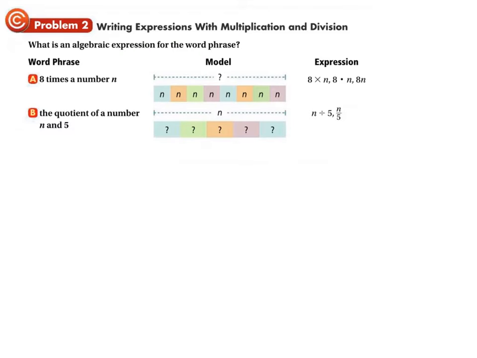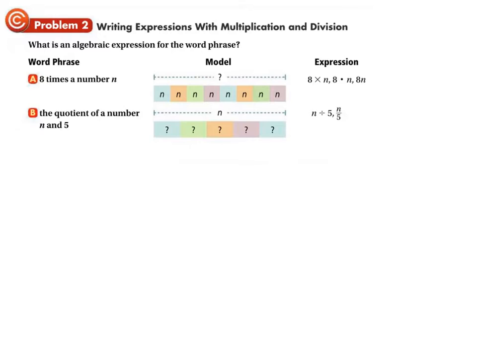All right, so now we're going to write algebraic expressions with multiplication and division. What is an algebraic expression for the word phrase 8 times a number n? And this should help you here. That says we're going to take that number n 8 times. 1, 2, 3, 4, 5, 6, 7, 8. And the algebraic expression will describe that whole amount of that n taken 8 times.